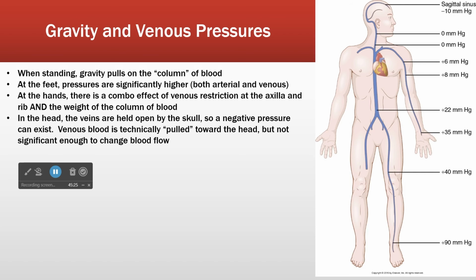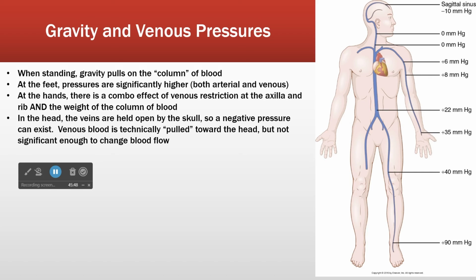So as the blood is pulled down towards our feet, we end up with a negative pressure in the sagittal sinus in our heads, to such an extent that blood is actually pulled up towards the head by this negative pressure. Another way to look at it is that blood that travels through the brain is actually sucked into the sagittal sinuses as it passes through because of this negative pressure.